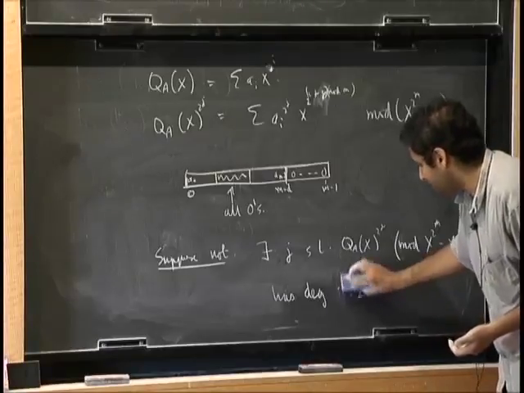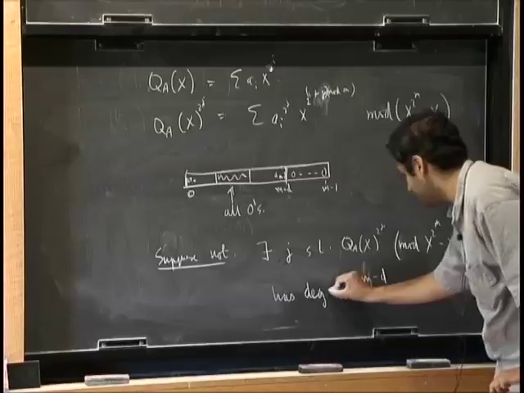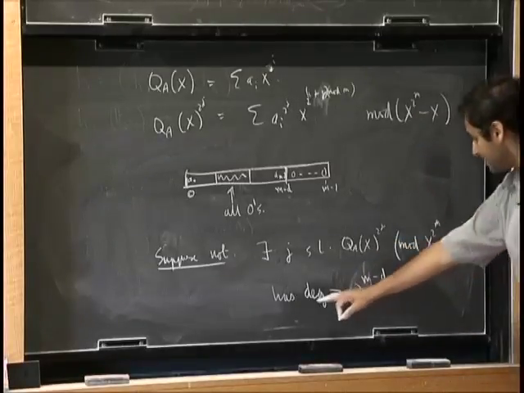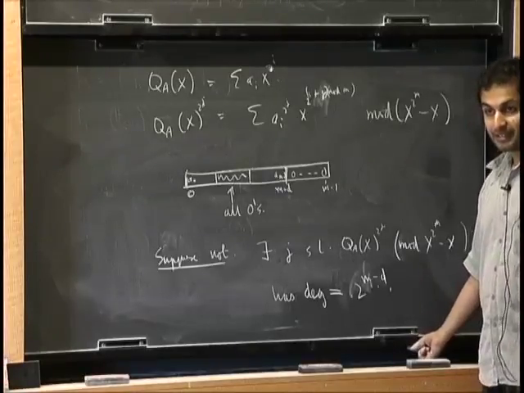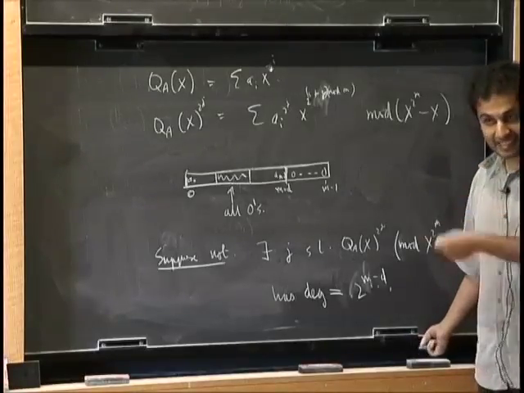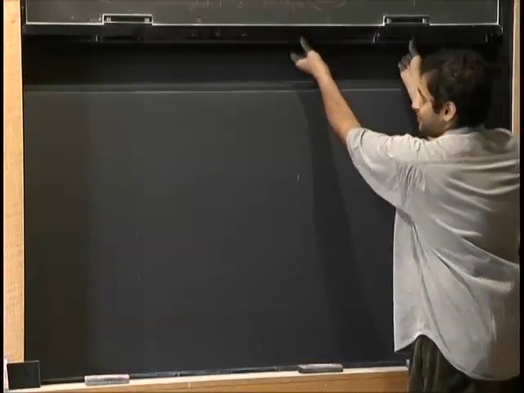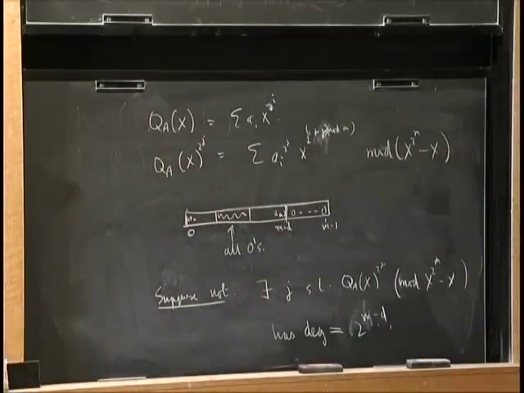Good. And here we didn't even use the absence of subfields or anything. So let's assume that there is a j such that qa of x to the 2 to the j mod this has degree exactly 2 to the m minus d. Exactly, so it has to be essentially the same polynomial. Yeah, so I'll keep this. And that's exactly the proof.